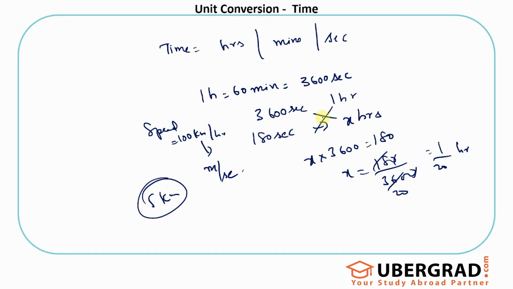So simply that's what you need to do. Minutes is also the same: 60 minutes is equal to 1 hour. So 30 minutes is, let's say, x. Cross multiply: x into 60 equals 30 into 1, which is 30. x equals 30 by 60. So this will be 1 by 2.